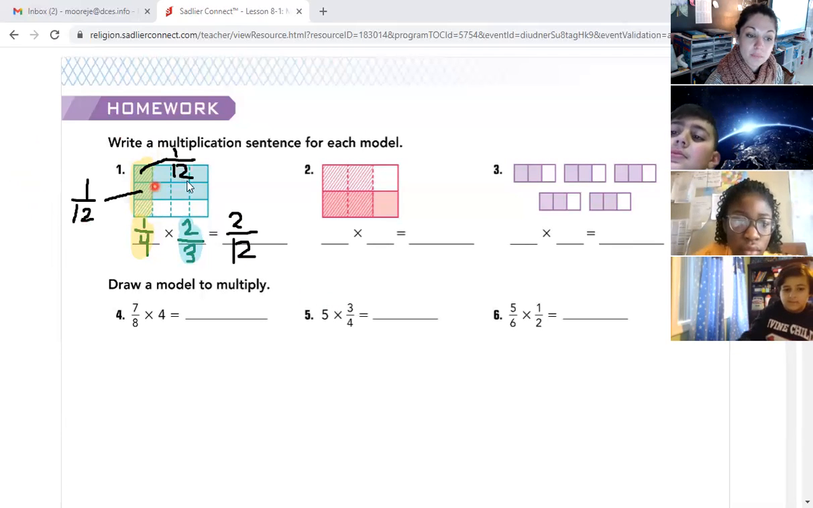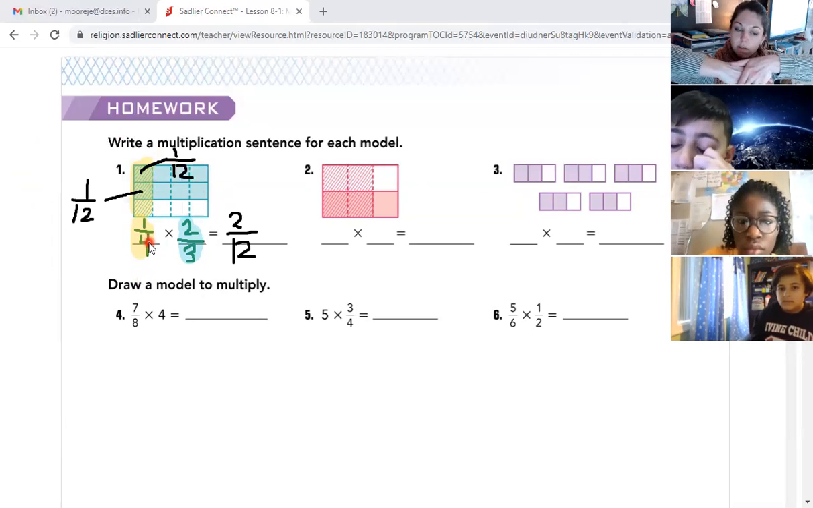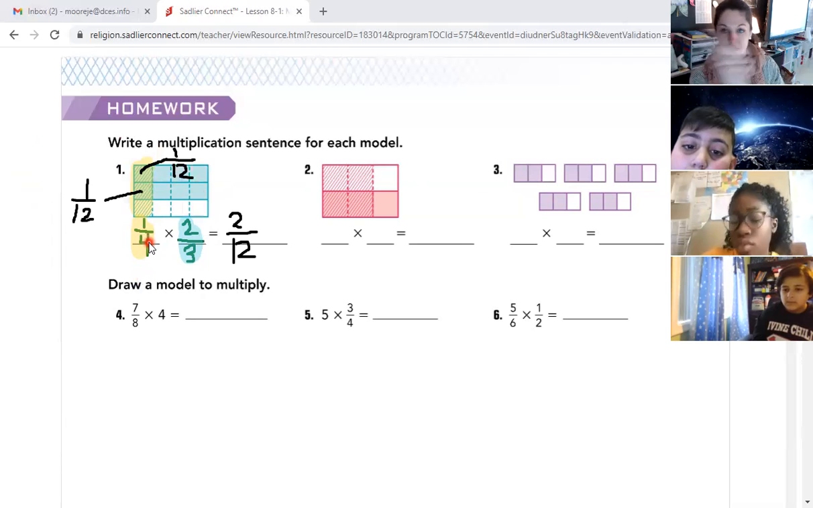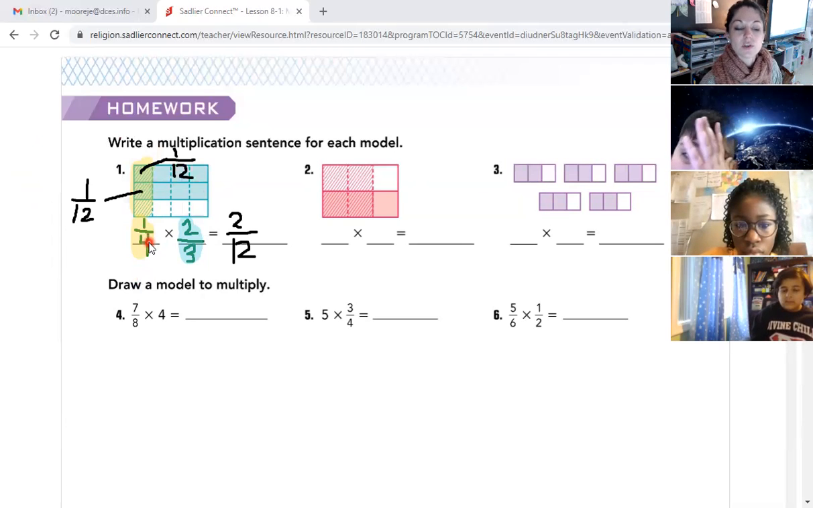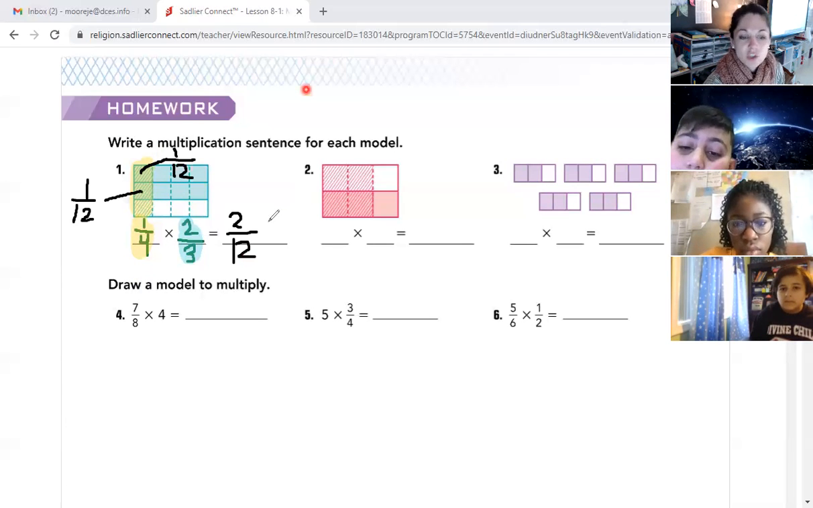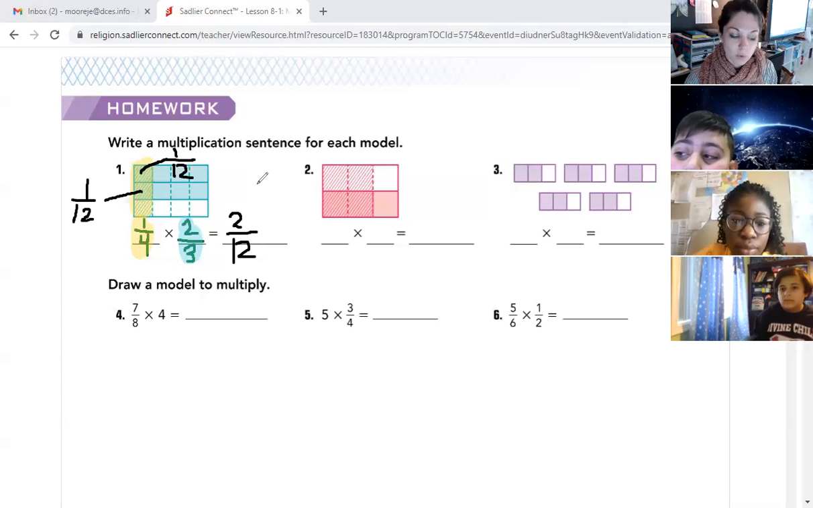So the model brings it to life a little bit. It puts it on paper so we can visually see what's happening when you multiply 1/4 times 2/3. But the procedure is super easy, isn't it? You just zip straight across the numerators, zip straight across the denominators. You don't need common denominators. That's it.